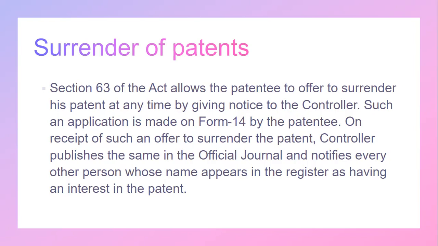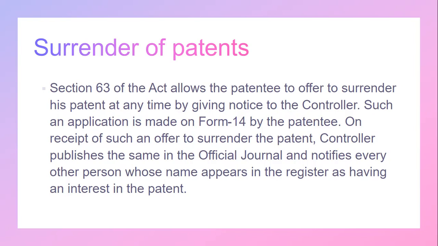Or one more scenario I can think of is that I have a licensing agreement, and my relationship with my licensee has gone sour, and he's misusing my patent. So let me just surrender it so that there will be no patent right, and there will be no licensing agreement. So these can be 3-4 scenarios in which a patentee might want to surrender their patent.